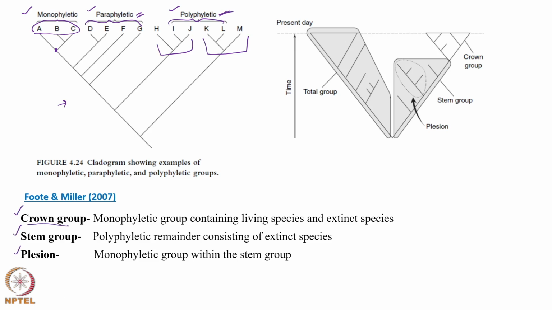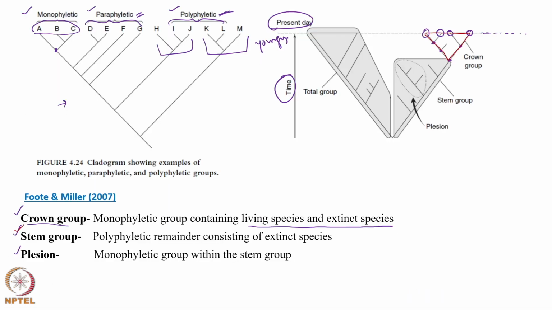Three other terms are required to know. The crown group is a monophyletic group containing living species and extinct species. So, this is the timeline. Consider that cladogram consisting also of a timeline here. This is the youngest and this is the present day. Now, as per the drawing, these are the species which do not exist because they do not touch this dashed line. So, the present-day existing species marked by these 4 circles and them together consist of the crown group.